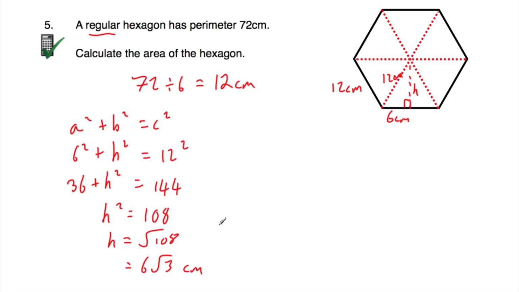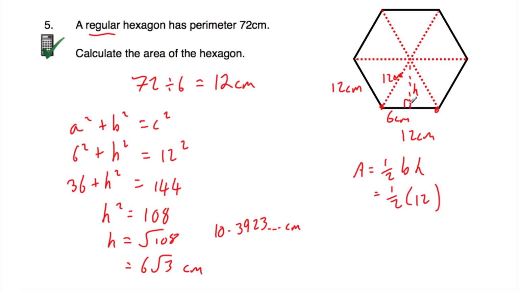So the height of that triangle is 6 root 3 centimeters, or as a decimal number, 10.3923 and so on centimeters. So we've now found the height of the equilateral triangle, and we know the base of the equilateral triangle, the whole way across, would be 12 centimeters, the side length. We can now find the area of this whole equilateral triangle by doing area is equal to half the base times the height. That's half of the base, which is 12 centimeters, times the height, which is 6 root 3, or you could use 10.39 and so on centimeters.